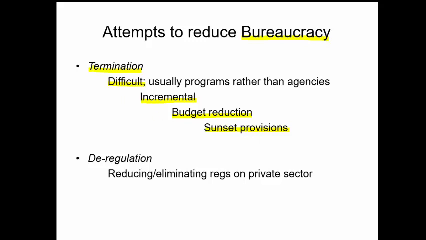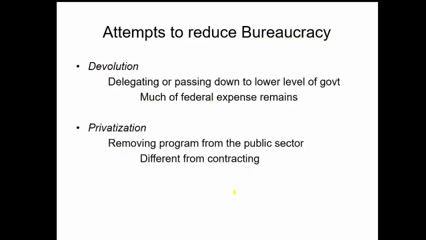So that's one way. They can also deregulate by reducing the amount of regulations that are required on a particular industry in the private sector. And so therefore, if you have less regulations that you need to enforce on that industry, well, then you need less inspectors. You need less regulators in that agency. So therefore, that's another way of cutting back on personnel and the bureaucracy.